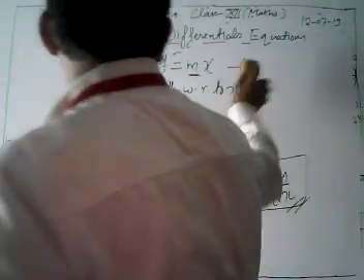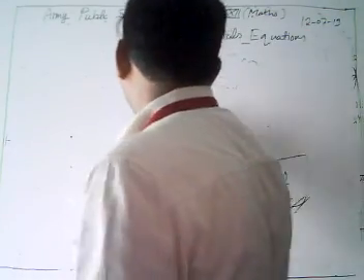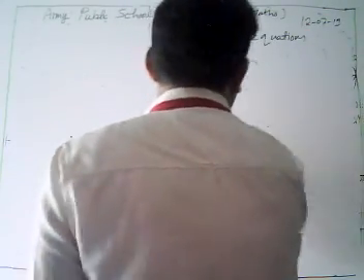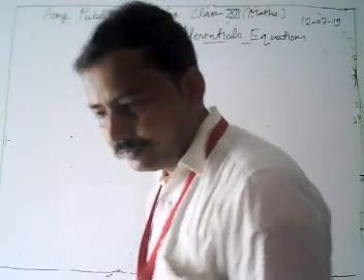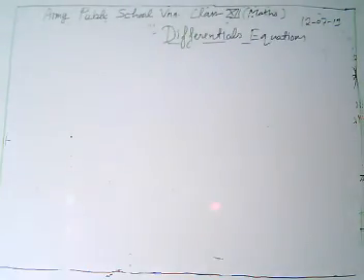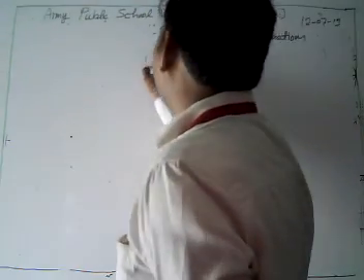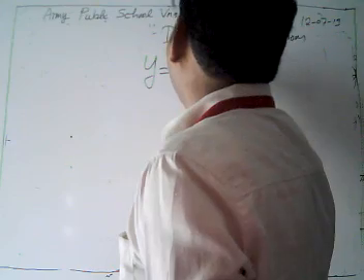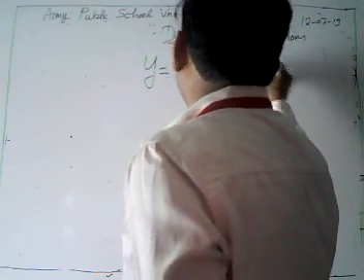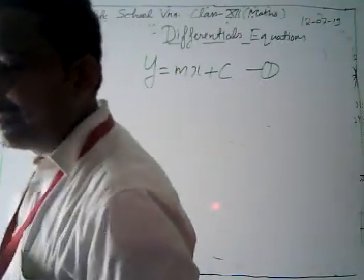And then we can also take the straight line which does not pass through the origin. Just suppose we are going to find the differential equation of a curve y is equal to mx plus c. Now this is our standard equation of a line.